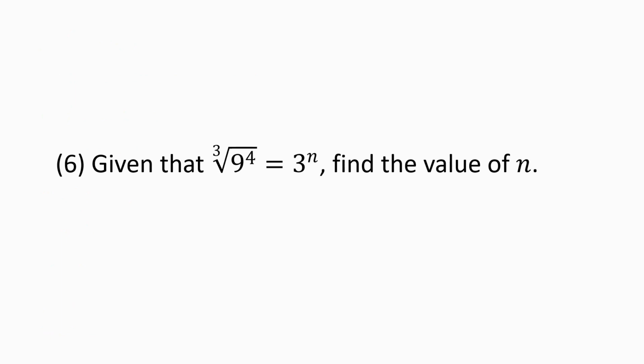Question 6. Given that the cube root of 9 raised to power 4 is equal to 3 raised to n, find the value of n. We have 9 raised to power 4, the cube root, is equal to 3 raised to n. The first step is to factorize 9, which is 3 times 3. So we have the cube root of (3 times 3) raised to power 4 is equal to 3 to the n, and 3 times 3 can be rewritten in the form of base and power as 3 squared.